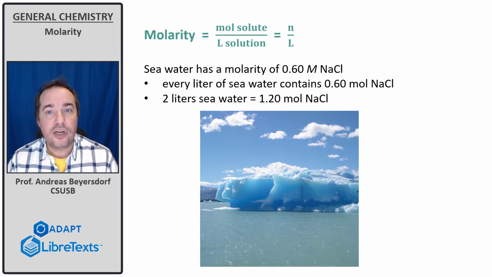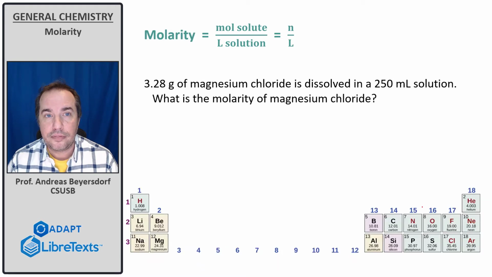Seawater has 0.6 molar NaCl. That means every liter of seawater contains 0.6 moles of NaCl. If we have 2 liters of seawater, that means we have twice as much of the NaCl, and therefore we'd have 1.2 moles NaCl. How do we determine molarity?